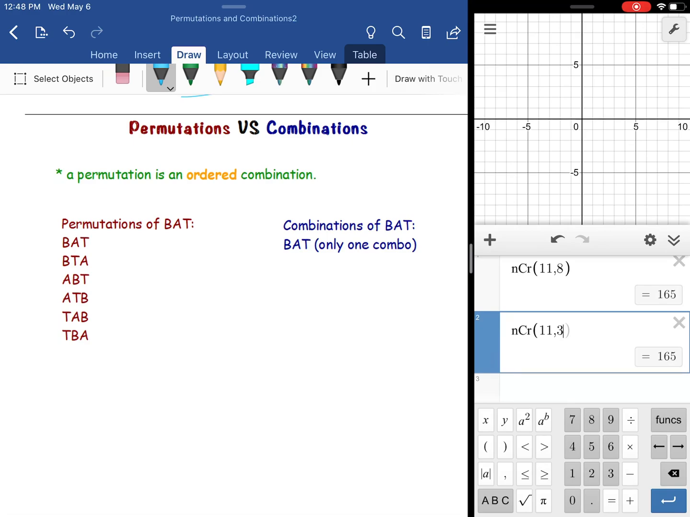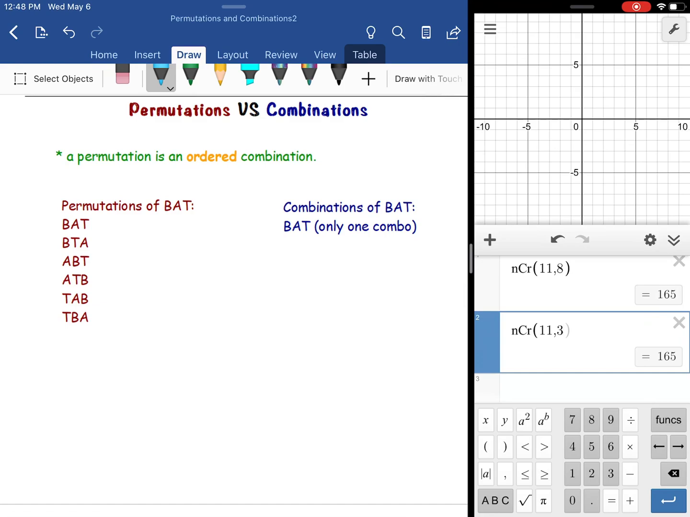All right, so we've talked about permutations. We've talked about combinations. So let's look at them together. The difference between permutations and combinations is that a permutation is an ordered combination. So they're very, very similar. It's just that in a permutation, the order matters; in a combination, it does not.